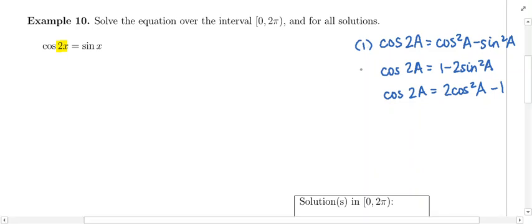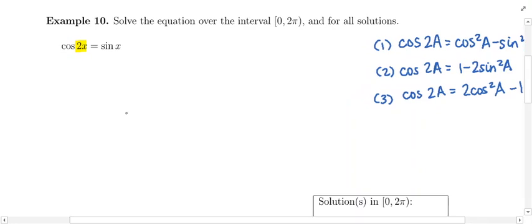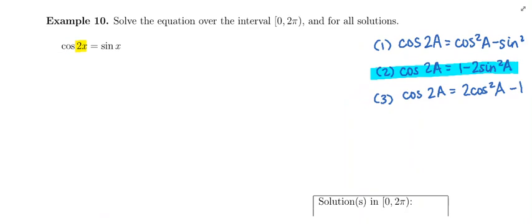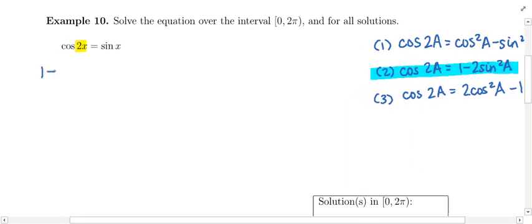I think the second one is the best way to go because it has a sine, and if I replace the left hand side with something with sines, then I'll only have sines in my equation. If I use the third one, I will still have a sine and a cosine. So I'm going to use the second equation. The cosine of 2 times x, the left hand side, is going to be the same as 1 minus 2 times the sine squared of x. And we're not going to do anything to the right side.